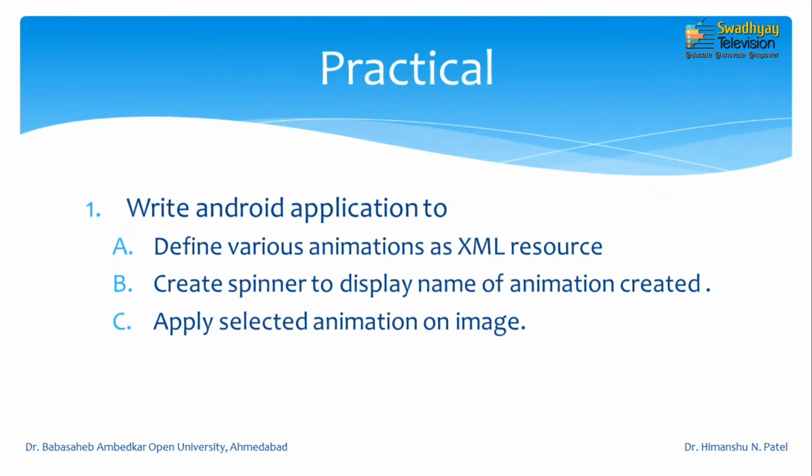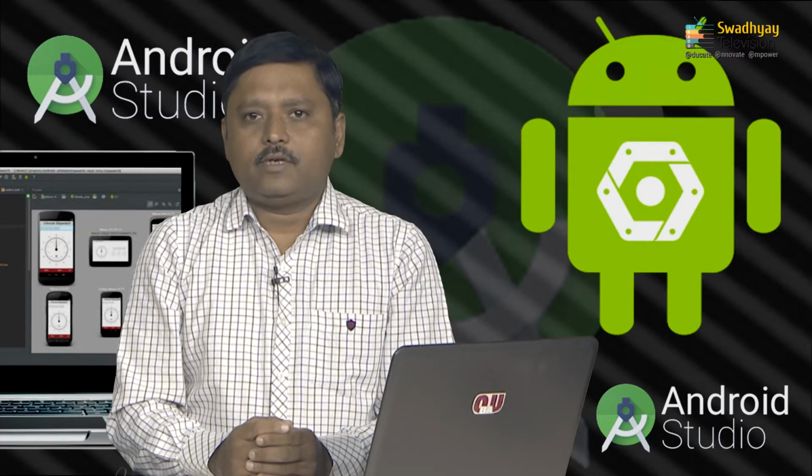Today we will learn one practical application. We write Android application to define various animations as XML resource, create spinner to display names of animations created, and finally we apply selected animation on image. So, let us start.